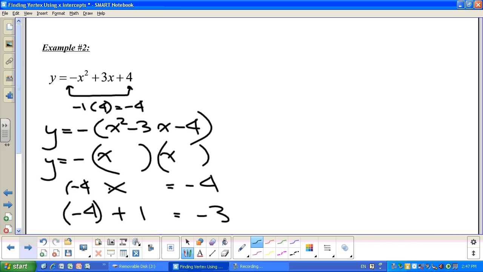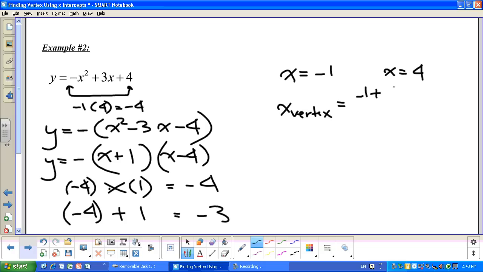Okay, -4 and 1. So the factored form of the trinomial is x plus 1 and x minus 4. There you go. Now we have our x-intercepts, -1 and 4. So now we need to find the average of these two: -1 plus 4 divided by 2. So x vertex will be 3/2. Okay, and how do I find my y vertex?